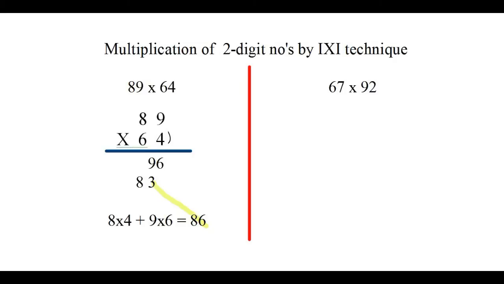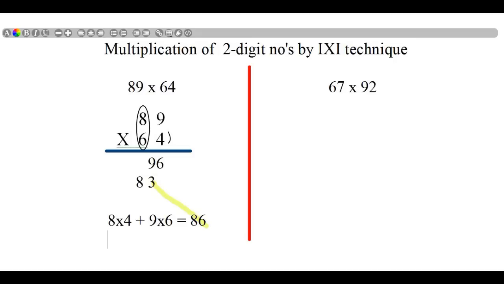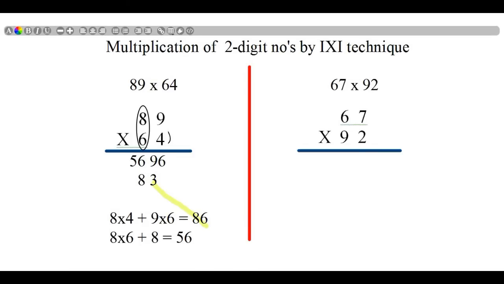And the last and final step here is to multiply both the tens places. That is 8 into 6, 48. 48 plus 8 is 56. So the answer here will become 5696. So let us take a few more examples to understand this.